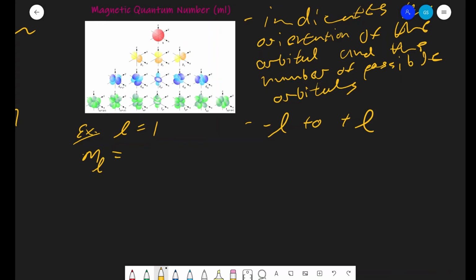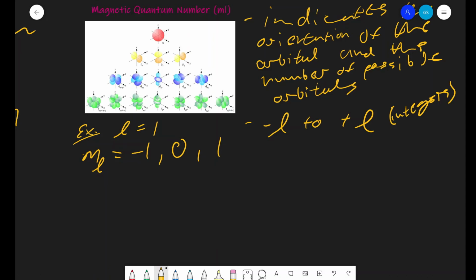Pause the video and see if you can figure that out. I mentioned it's from negative L to positive L. What that looks like is all the integers, because we're not going to write all the decimal points, just the integers. So it's all the integers from negative L to positive L. That is negative 1, 0, 1.